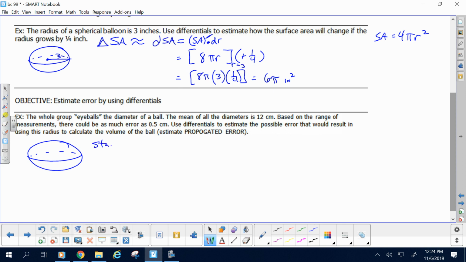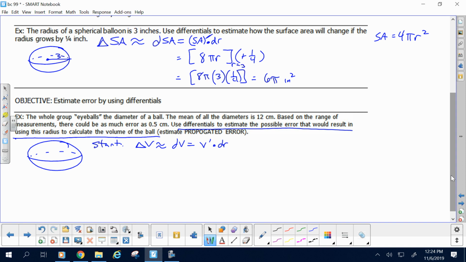The starting point is, what are you trying to find or estimate? Use differentials to estimate the possible error that would result in using the radius to calculate the volume. So we're trying to figure out or estimate the error in the volume. Now the true error in the volume is delta V, how much it could be changed by or off by. We're going to estimate that by the idea of differentials. So the differential for delta V is dV. dV, or how much volume will change by, is the rate at which volume changes with respect to r times an amount of r change. So times dr.